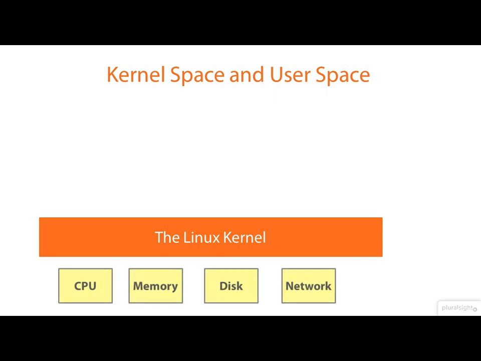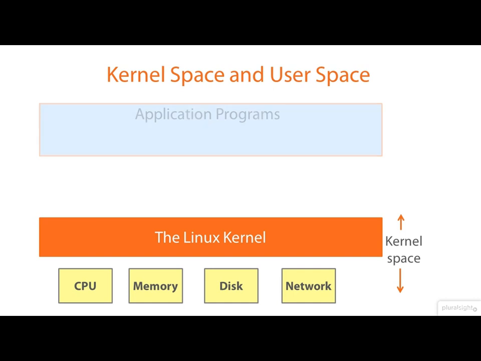All of this software runs in a privileged processor mode. We say it runs in kernel space. All the other programs, the shell, the command line tools, the graphical applications, everything runs in an unprivileged mode. We say that they run in user space.